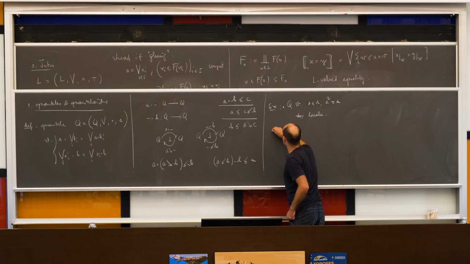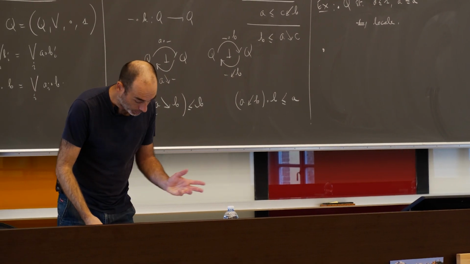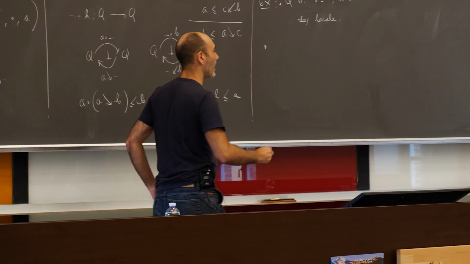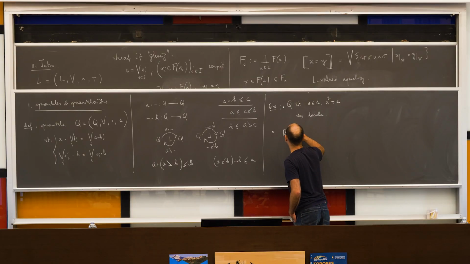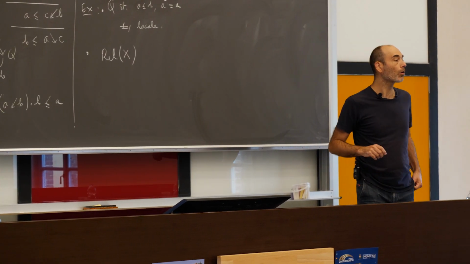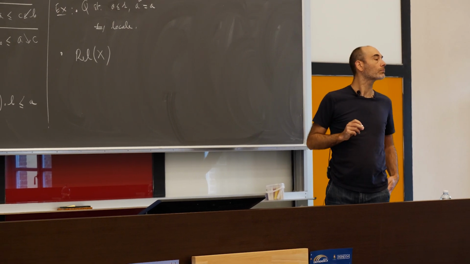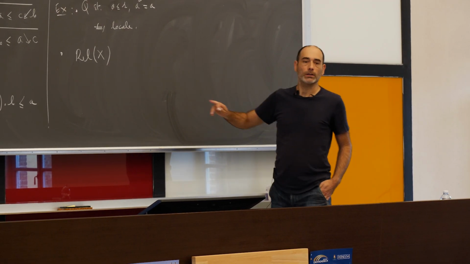Okay, so that's an example. Locales are very, very nice quantales, commutative ones. Another example that you can easily check, and is important, is when you take all relations on a set. These compose, but you can also take unions of relations. It happens that this is a quantale, non-commutative.